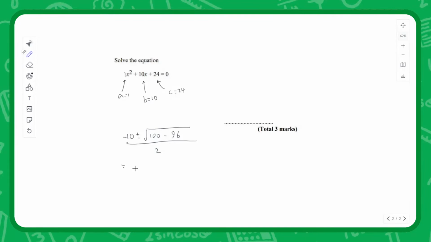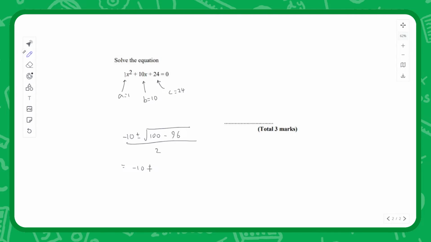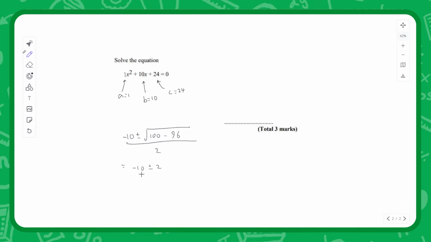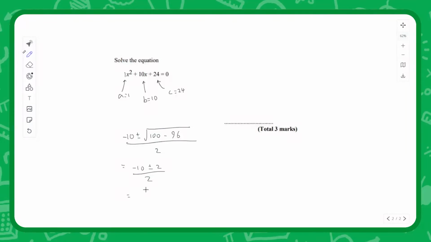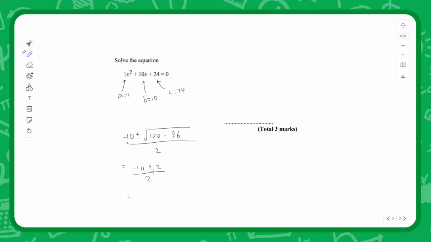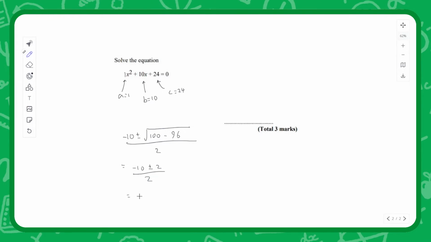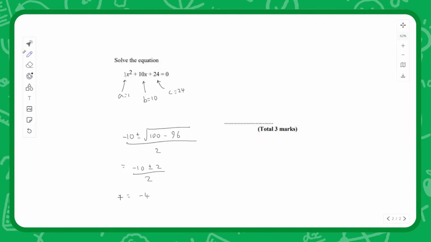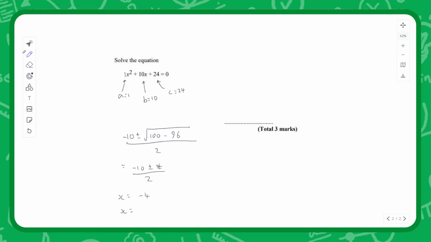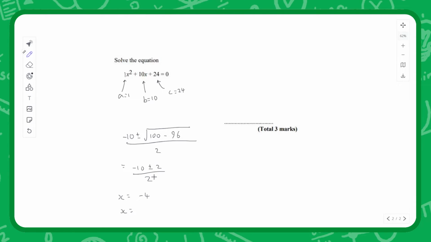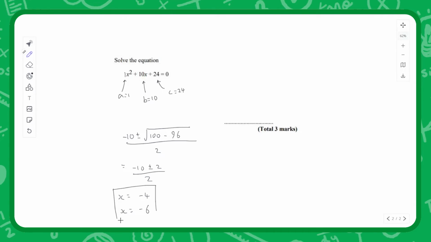Well, that just gives me minus 10 plus or minus the square root of 4. Square root of 4 is 2. And that's divided by 2. Well, that means that I'm either going to have minus 10 plus 2 to get minus 8. Minus 8 over 2 gives me minus 4. Or I'm going to have minus 10 minus 2. Well, minus 10 minus 2 is minus 12. And minus 12 divided by 2 gives me minus 6. So they are my two values for x.